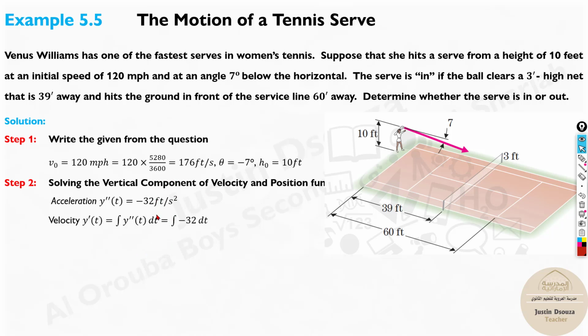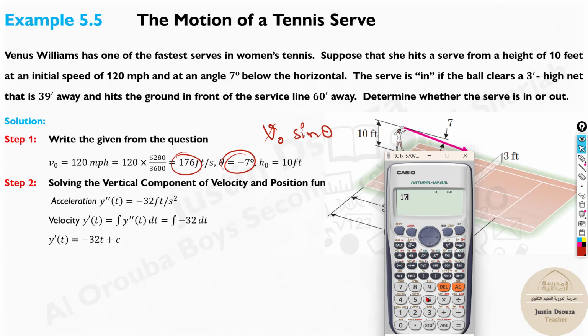And now velocity is what? Integration of this, it will be negative 32t plus c. Now how do you find this? I hope you remember this. We just now did it, right? A while ago. Now for the vertical component, it's v naught sine theta. Here, this is there and this is there. Now there is an important thing to remember. Let's take our calculators. Let's substitute it. 176, that is in feet per second, multiplied by sine of minus 7 degrees, right? Is this a correct answer? That is wrong. Why? Because I was having my calculator in the radian mode. Now change it to degree. This is the correct answer.